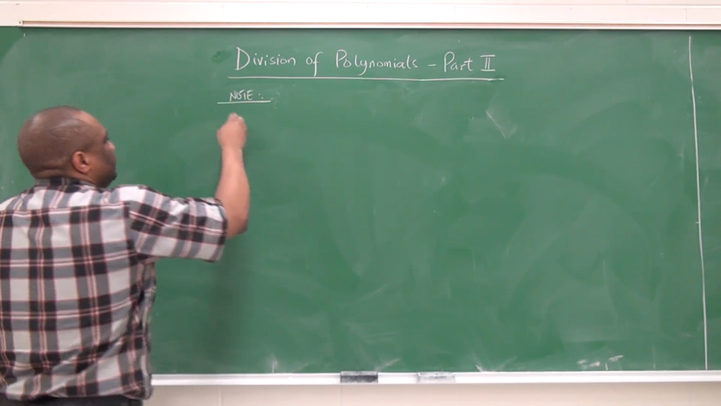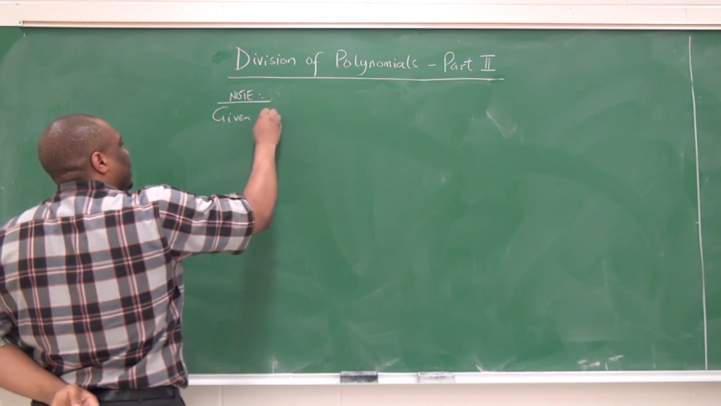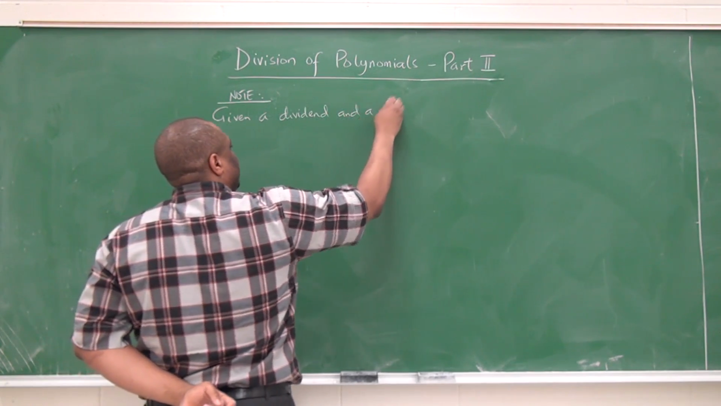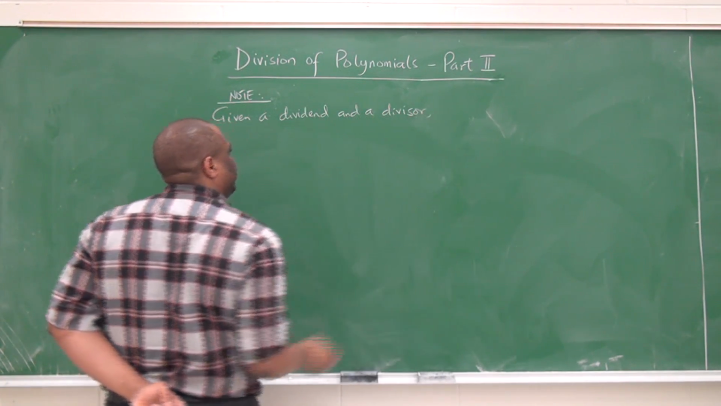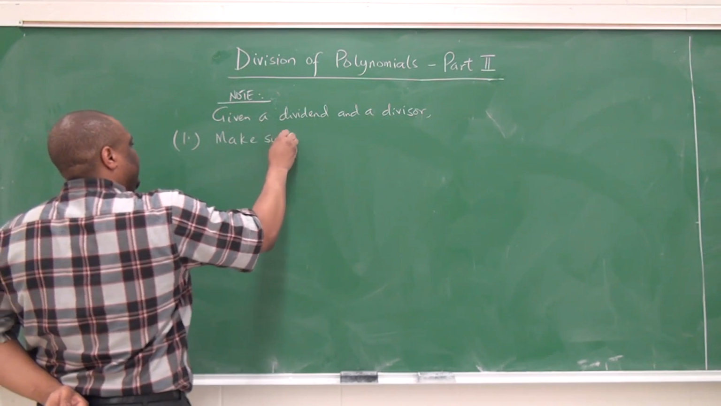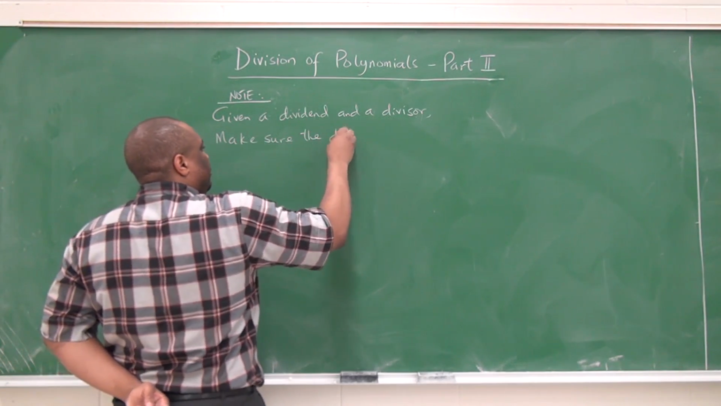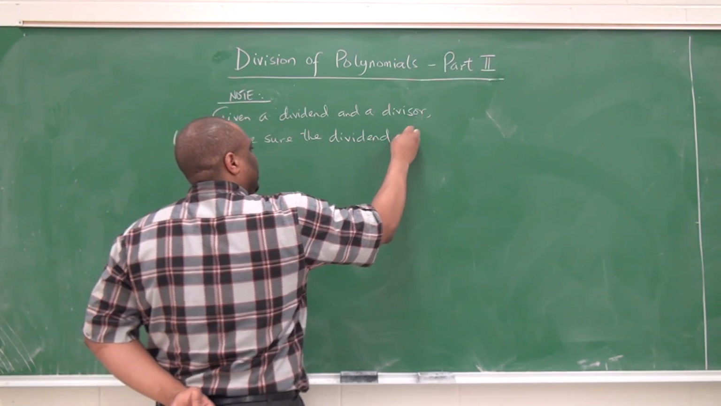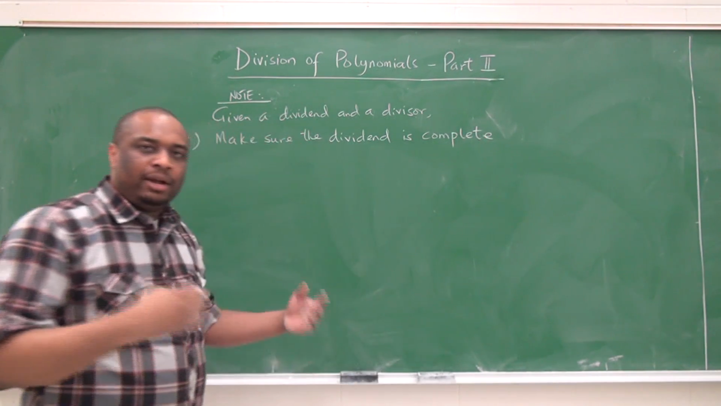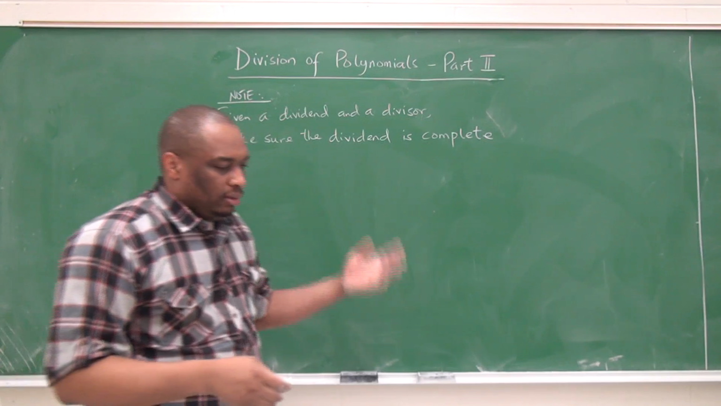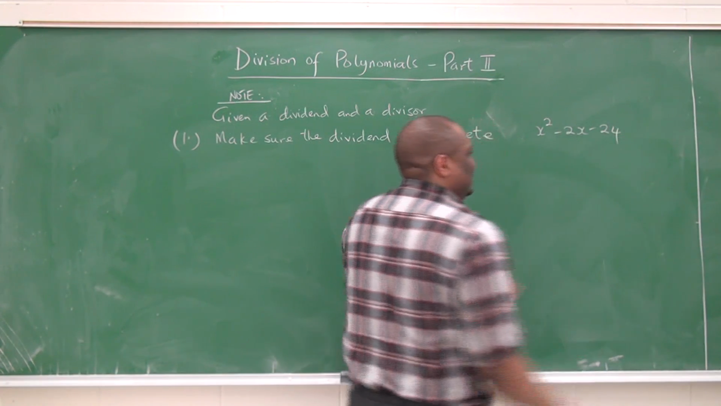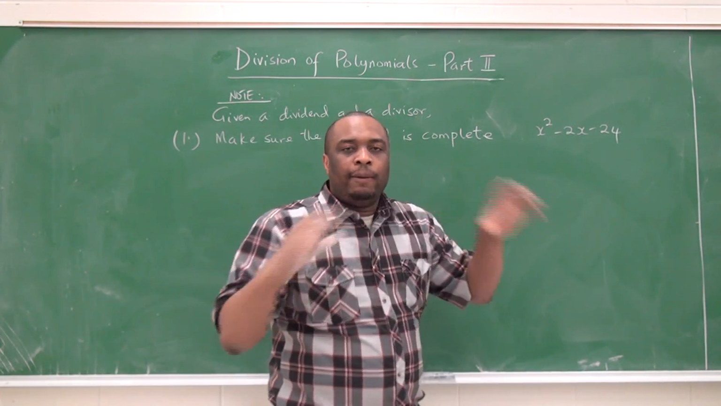Now, if you are given a dividend and a divisor, in the division process, number one, make sure the dividend is complete. What do I mean by complete? What we just did, x squared minus 2x minus 24, this is complete. It's a complete polynomial.